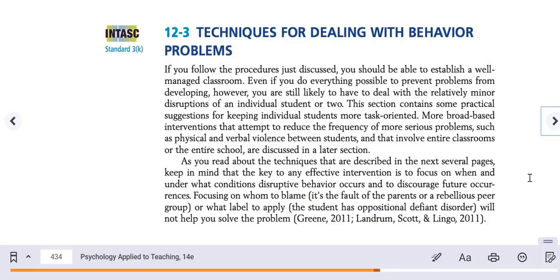More broad-based interventions that attempt to reduce the frequency of more serious problems, such as physical and verbal violence between students, and that involve entire classrooms or the entire school, are discussed in a later section. As you read about the techniques described in the next several pages, keep in mind that the key to any effective intervention is to focus on when and under what conditions disruptive behavior occurs and to discourage further occurrences. Focusing on whom to blame, it's the fault of the parents or rebellious peer group, or what label to apply, the student has oppositional defiant disorder, will not help you solve the problem.